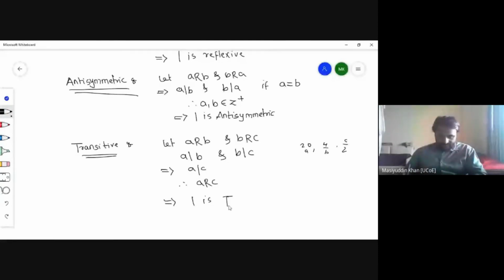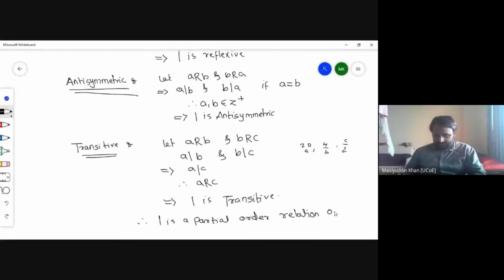Divisible is transitive. Therefore, we can say that divisible is a partial ordered relation. Partial ordered relation on where? On Z plus, positive integers. Therefore, we can say that Z plus divisible is a poset, which we were asked to prove.